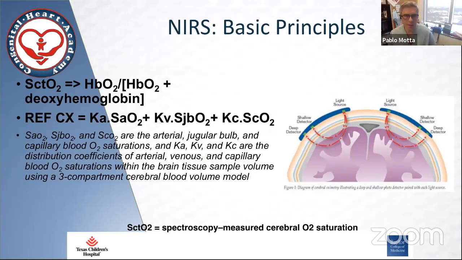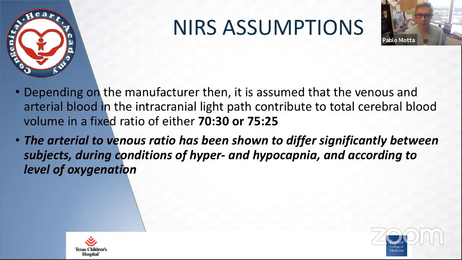So essentially, the principle is that spectroscopy measures cerebral oxygen saturation, which is the ratio between the oxyhemoglobin and the oxyhemoglobin plus the deoxyhemoglobin. The question and the concern here is, what are we measuring? Are we measuring the skull, some shallow tissue, or the oxygenation at the cortical level? That's what we're interested in, and that's where this technique has some assumptions.